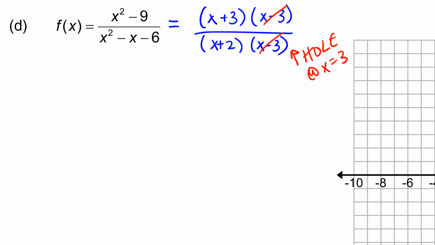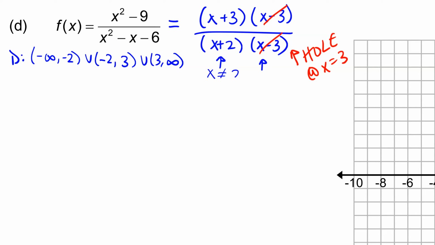Okay, so let's go through and find everything. So domain, we know that x can't equal 3 and x can't equal negative 2. So I'm just going to cut those out. Negative infinity to negative 2. We still have to include all the numbers between negative 2 and 3, and then 3 to infinity. Please don't count the x minus 3, because for domain, x equals 3 is still not in our domain. It's not a vertical asymptote, but it's still the hole. It's not defined there. So for domain, you set the bottom, all the factors, equal to 0. Cool. All right, x can't equal negative 2, and x can't equal 3.